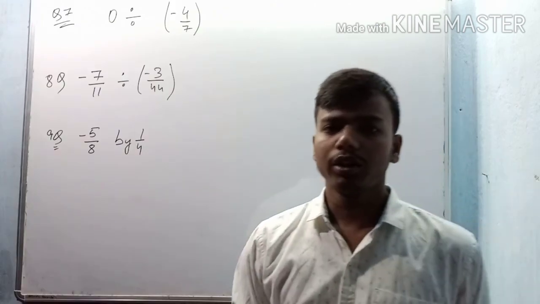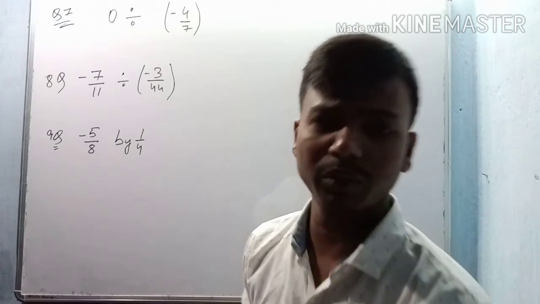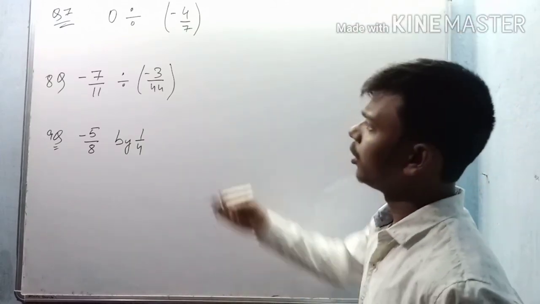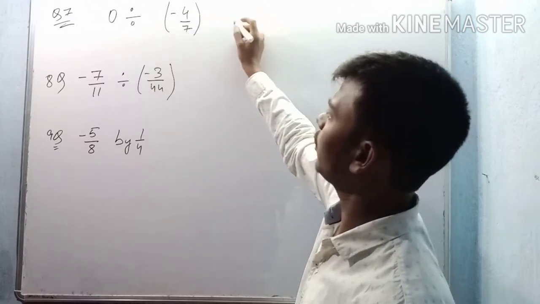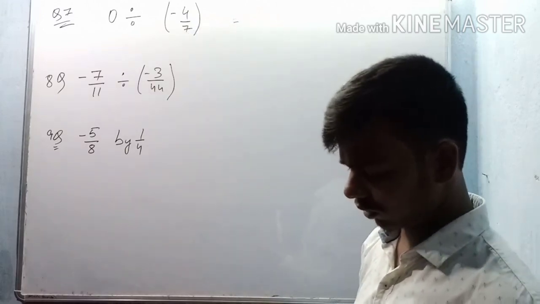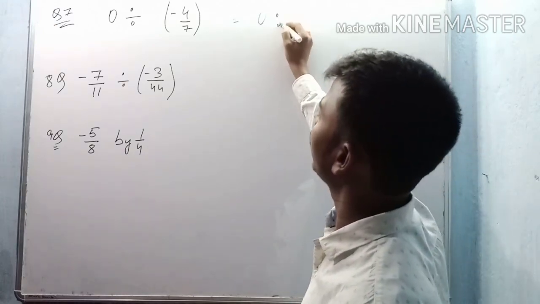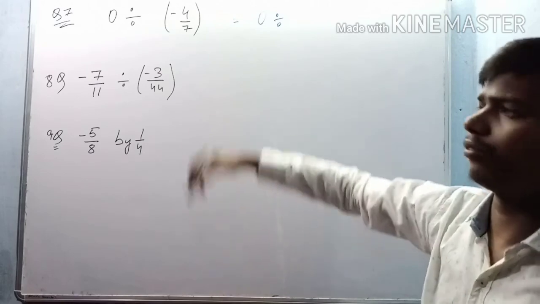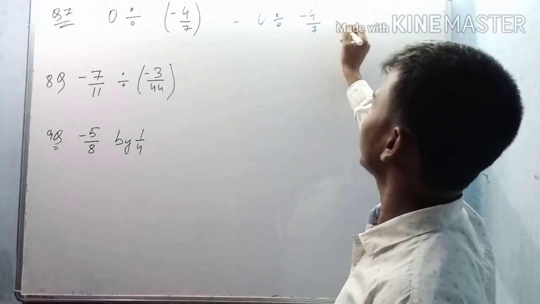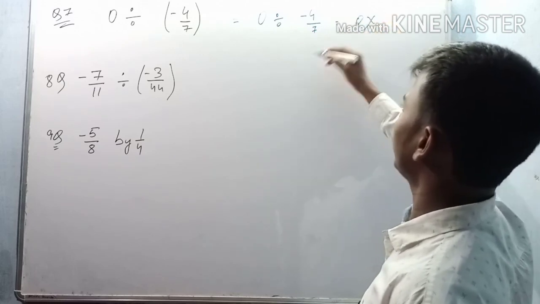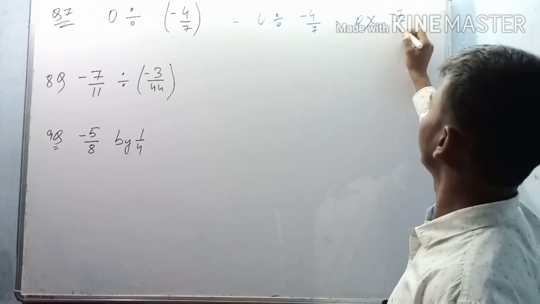Let's move to the simple and very easy next question. Question number 7, what is it saying? 0 divided by minus 4 by 7. As you know, in the 7th class we have done that when a division sign is there and on the right hand side a fraction is there, what we will do? We just take the reciprocal of the fraction. Division will become multiplication, and this will be reciprocal.